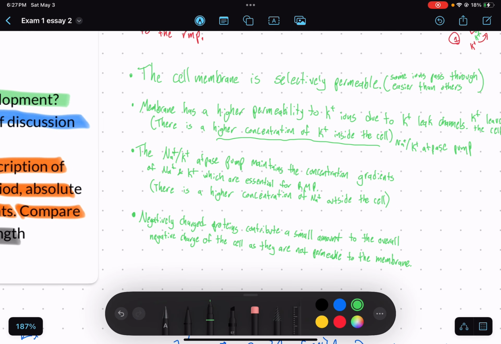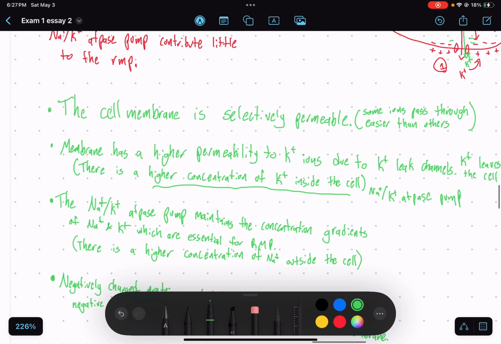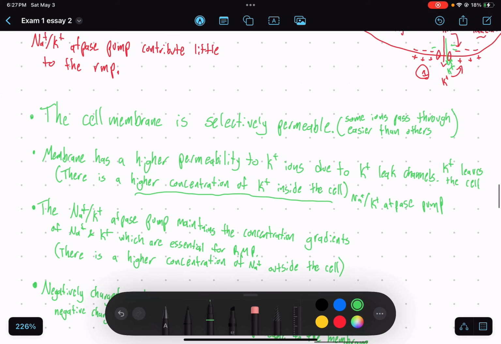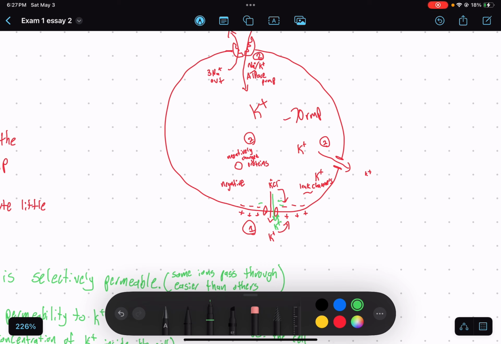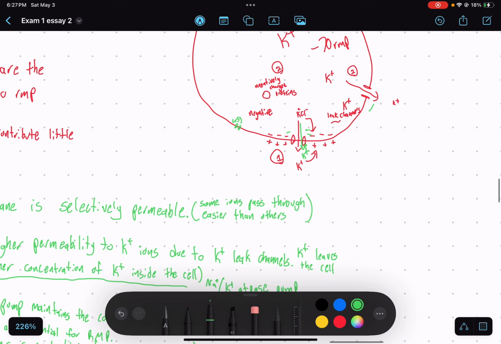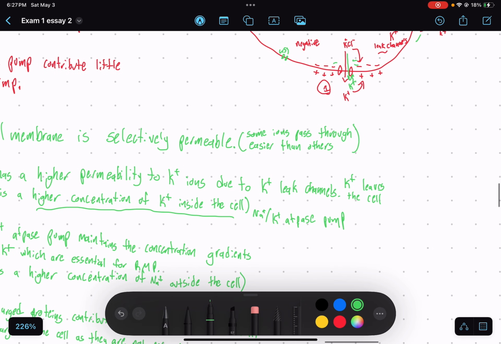And just showing that the cell membrane is selectively permeable. Some ions pass through easier than others due to different leak channels, such as the potassium leak channels, having the concentration gradient being able to flow through more, while there are a lot fewer sodium leak channels. So they don't really contribute all too much to the charge of the cell at all.